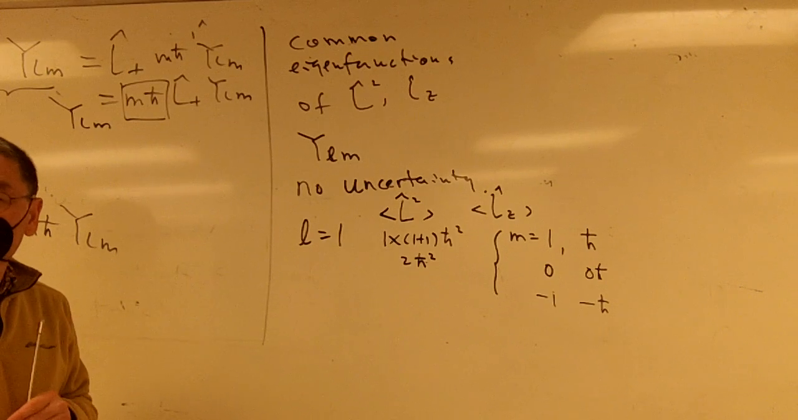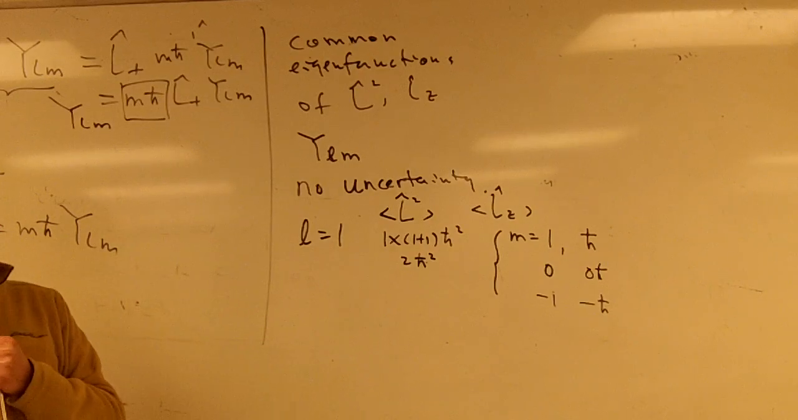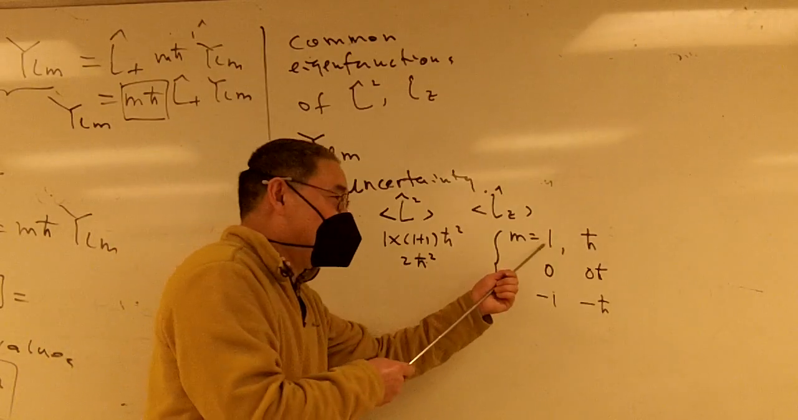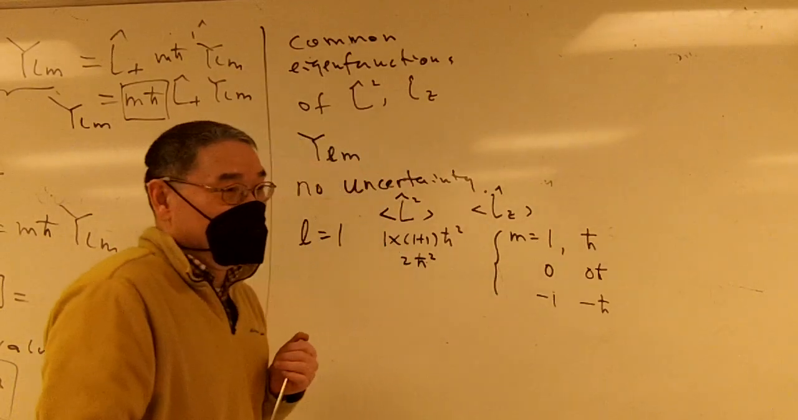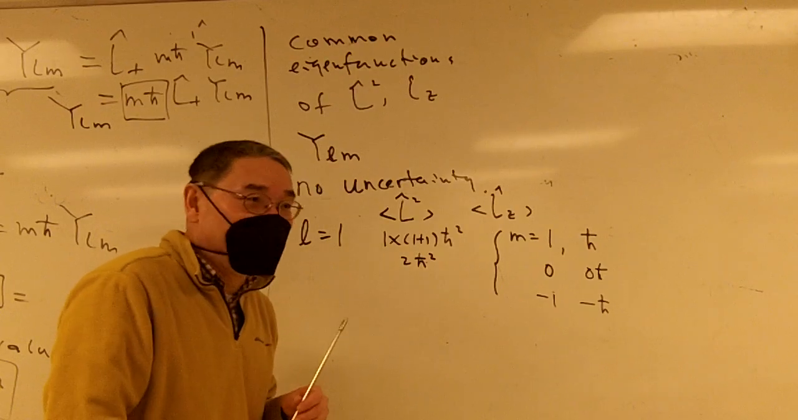Yes? Is that spin up, spin down, or no? No, that's electron spin, but this is orbital only for the moment. Okay. Any idea why we have 1, 0, negative 1? Because the different orbitals are affected by the magnetic field. Yes, the effect of the magnetic field.